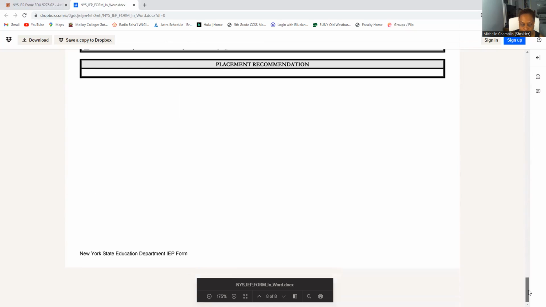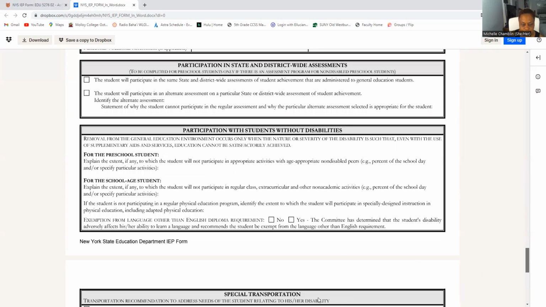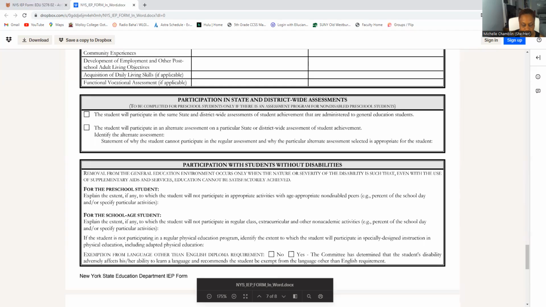So that's the form. And I want to show you an example of a student's IEP. Let's see if I can find it. Here we go. Let me make sure that you are seeing what I'm seeing. So I'm going to check it and make sure that you and I are on the same page. We are. Okay. So this is an IEP of a student.